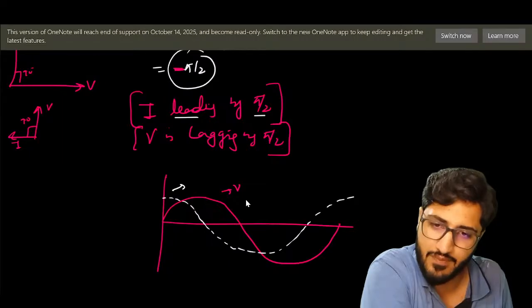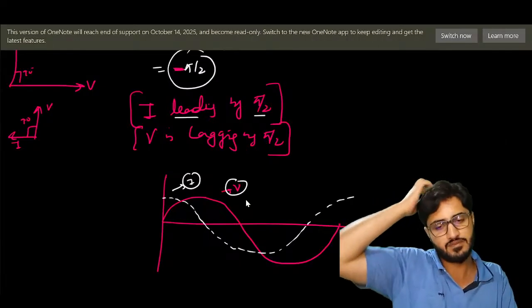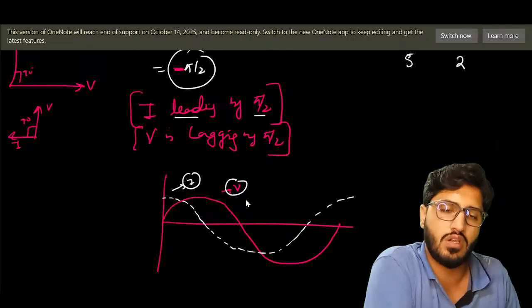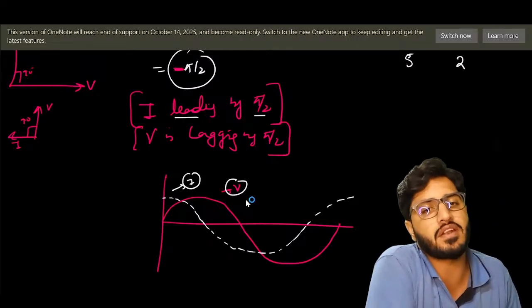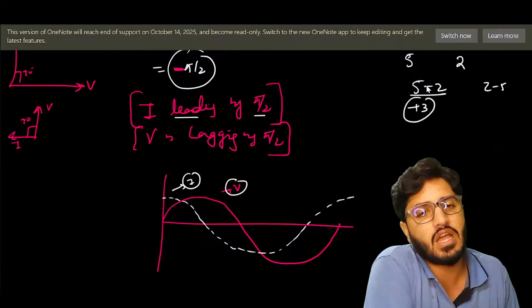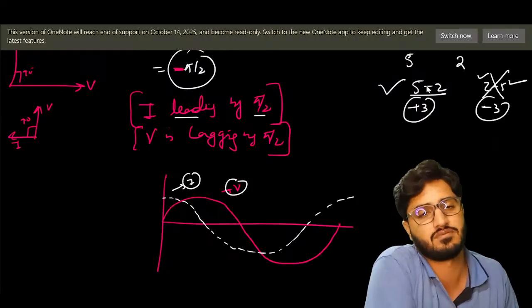This is my I. This is my V. Very easy, no? Look, suppose we have two quantities, 5 and 2. Thus, we have two ways to subtract them. We can do 5 minus 2 or we can do 2 minus 5. 5 minus 2 is plus 3 and 2 minus 5 is minus 3. So if we do 2 minus 5, my answer is minus 3. That simply indicates my 5 is more, 2 is less.